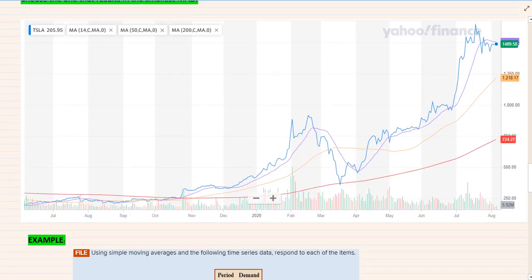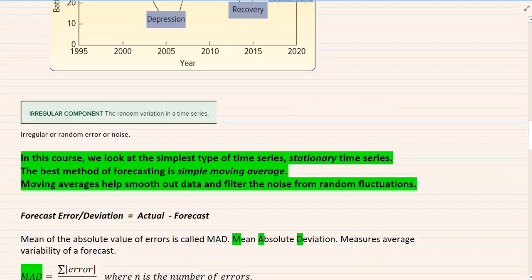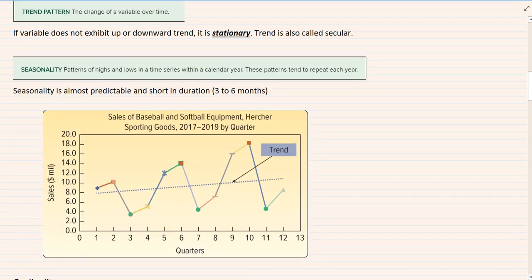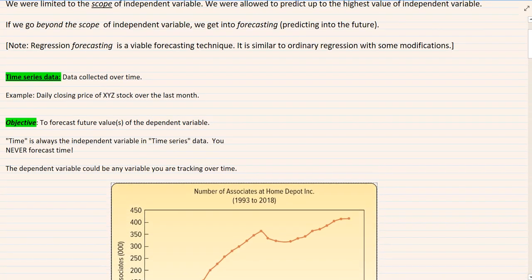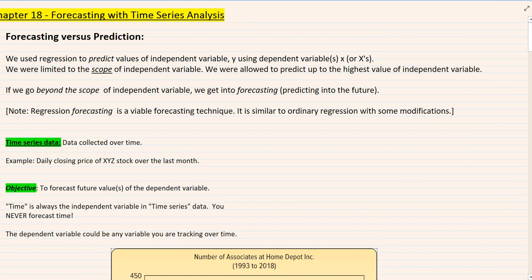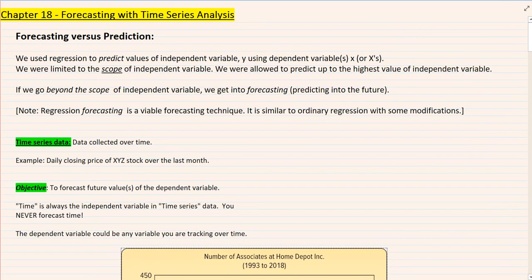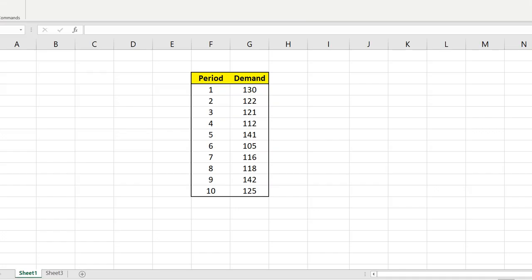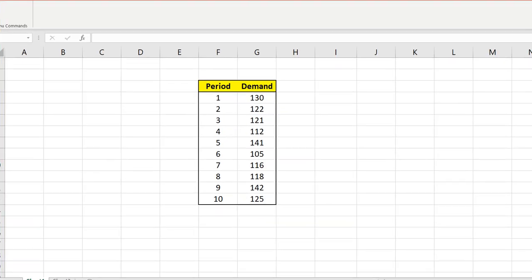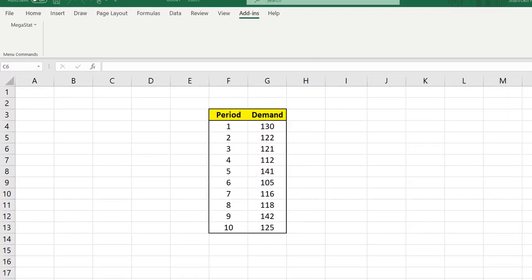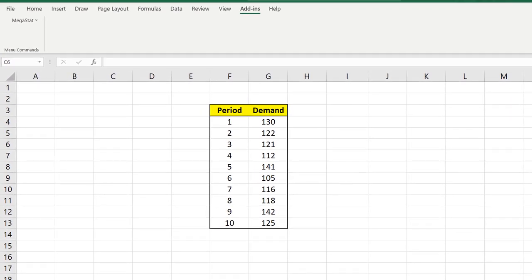So that's all we want to do in chapter 18. So it's a brief chapter. It's just a little exposure to time series. Okay, now let's actually go to Megastat and see how I got the numbers that I did. Okay, so let me adjust my recording window. So this is where I'm at now.